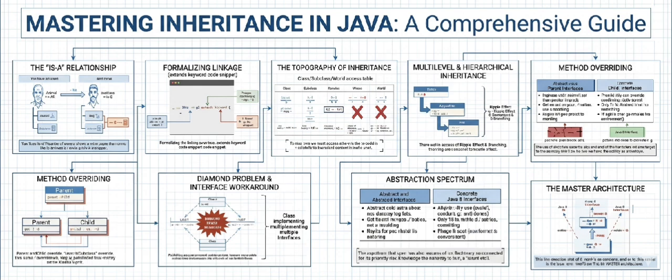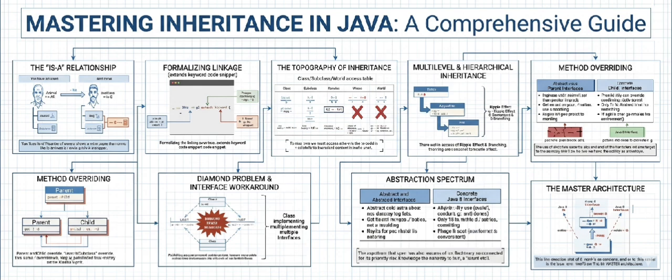Now, the interview tip. When you explain this, explicitly mention runtime polymorphism. Explain that the JVM decides which method to run based on the actual object, not the reference type. This is the keyword that gets you hired.